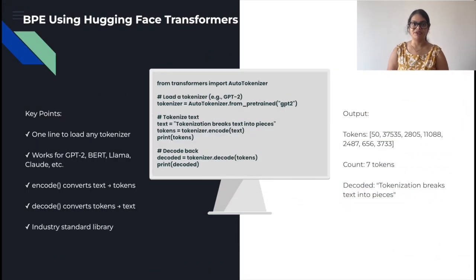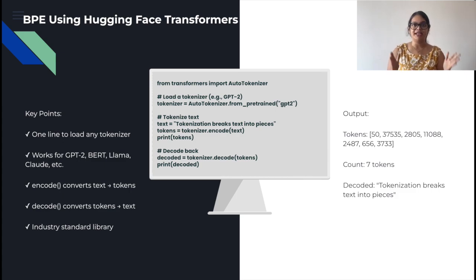Now, let's see the actual BPE code. This is simplified, but it shows the core algorithm. First, see HuggingFace transformers. There are lines to load the tokenizer: you import AutoTokenizer, then call from_pretrained with any model name. Say GPT-2, BART, Llama, Claude, it works for all of them.